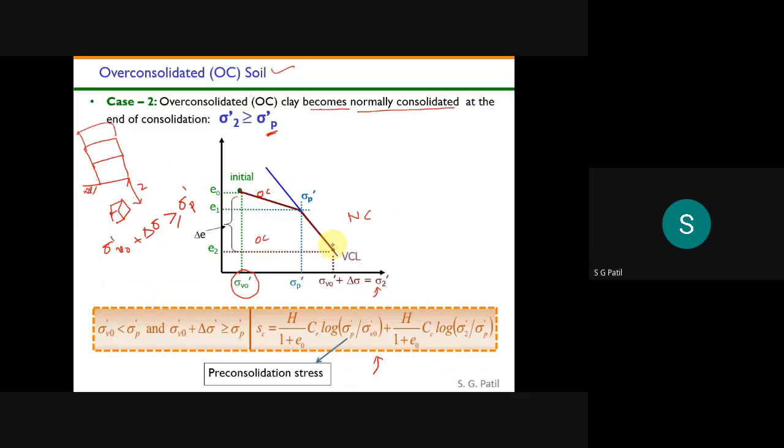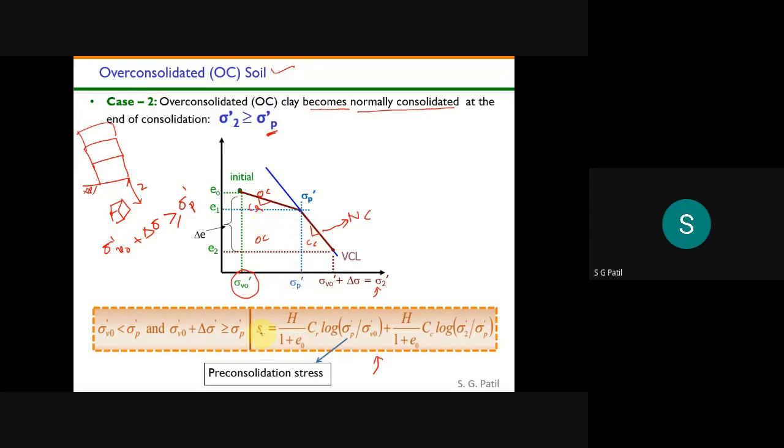So this is my NC region. The same soil has experienced both regions, that is the OC region and the NC region. So that's why I should use both slopes. This is the CR slope and this is the CC slope. So I have to use the combination of both.